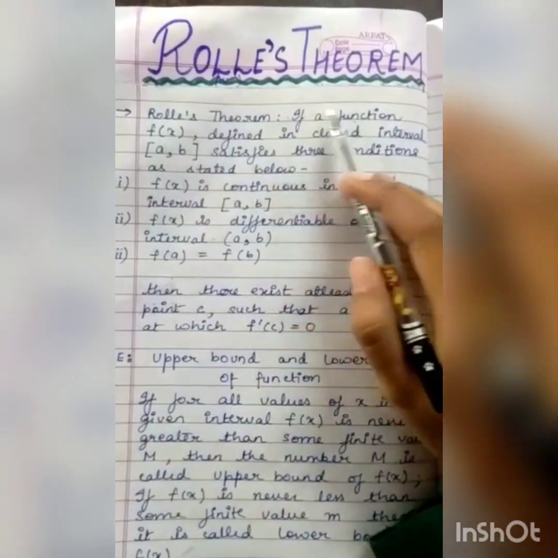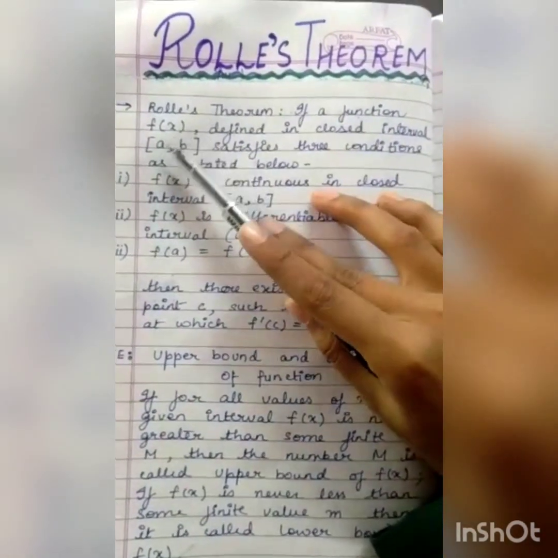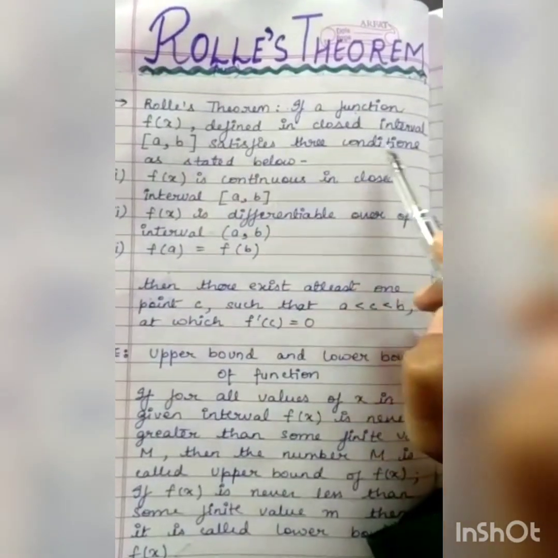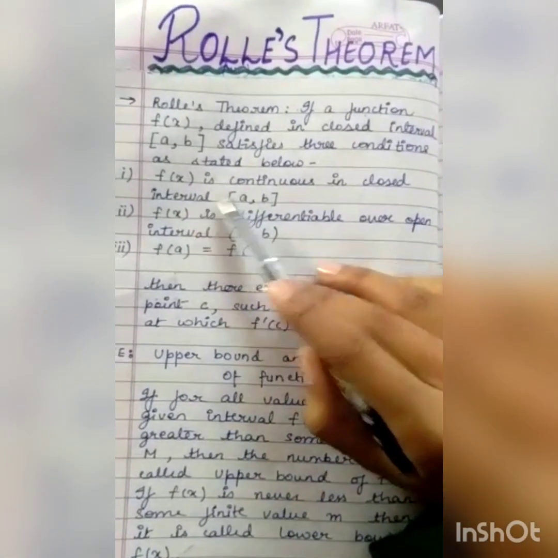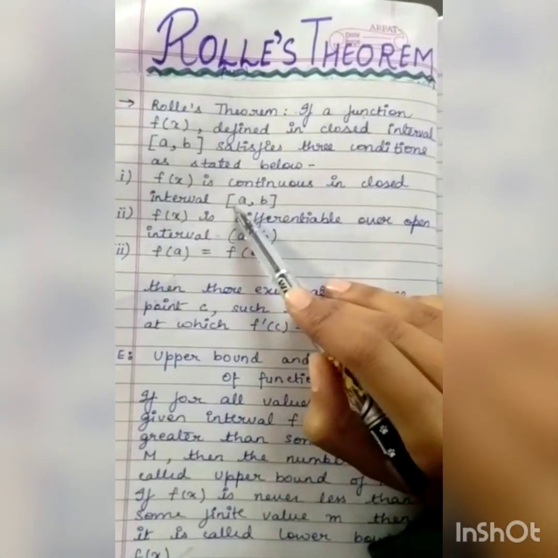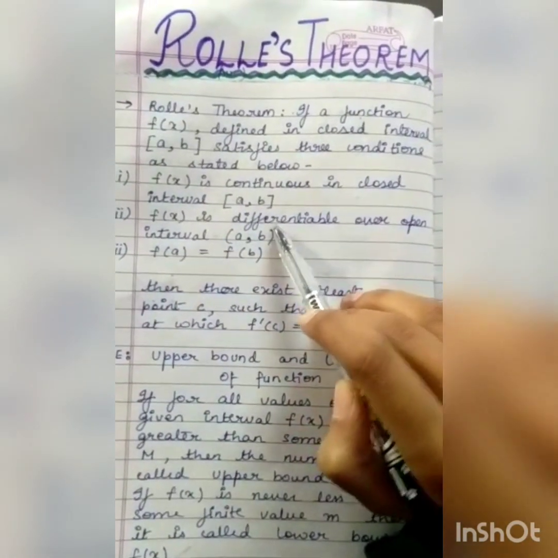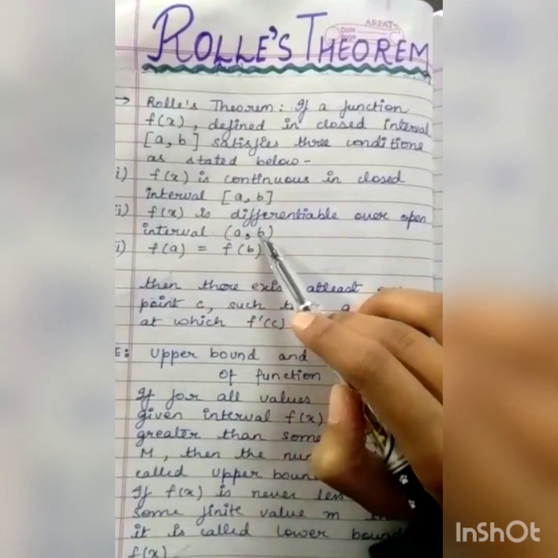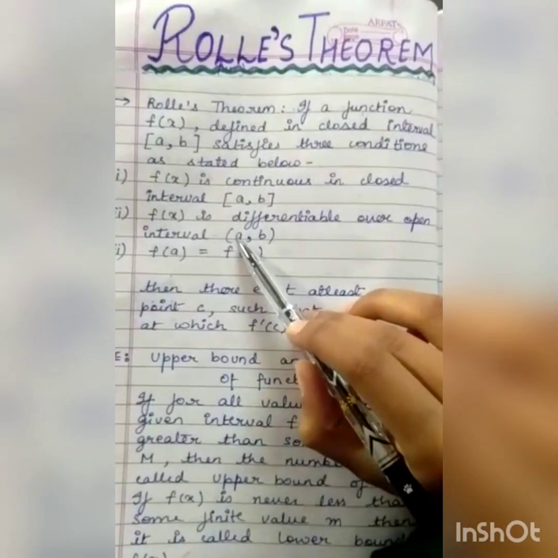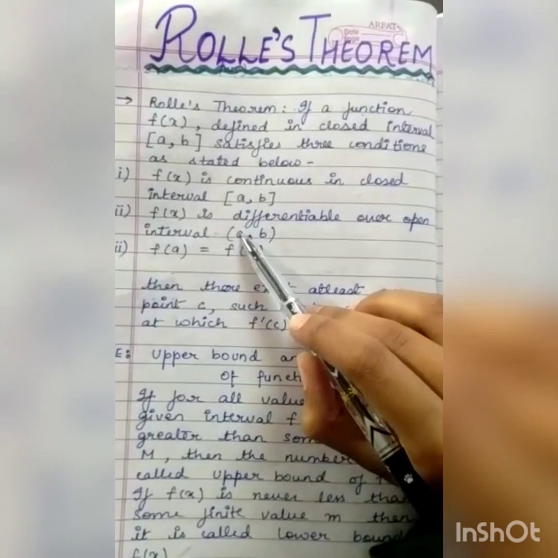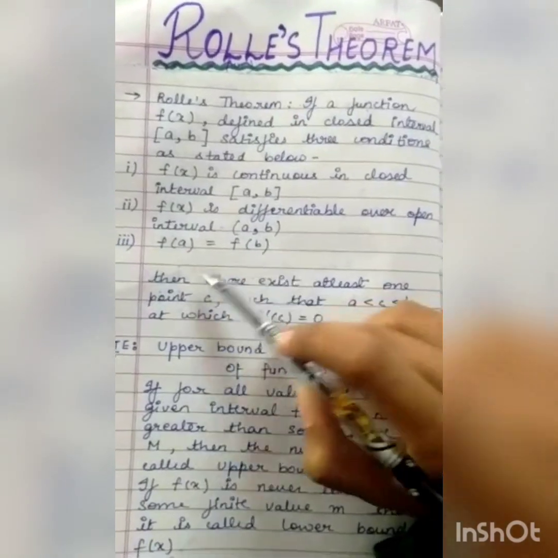The statement of Rolle's theorem states that if a function f(x) defined in a closed interval [a, b] satisfies three conditions as stated below: f(x) is continuous in the closed interval [a, b], which means the values at a and b should also be continuous. f(x) is differentiable over the open interval (a, b), which means that the curve should be smooth and it should be differentiable between all the values of a and b, but not including a and b. And f(a) should be equal to f(b).